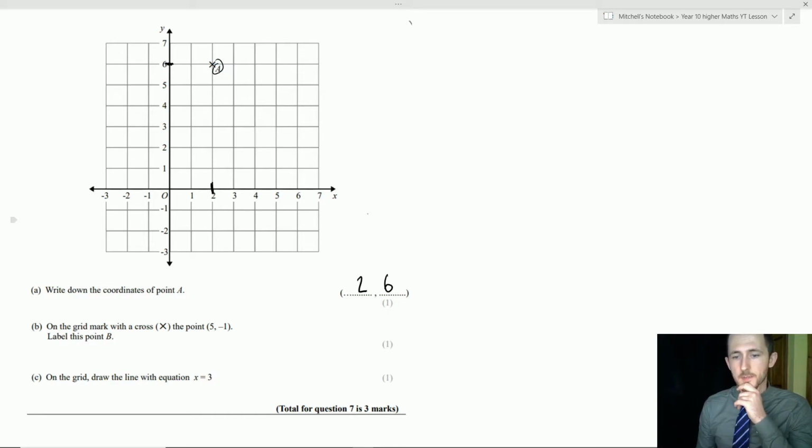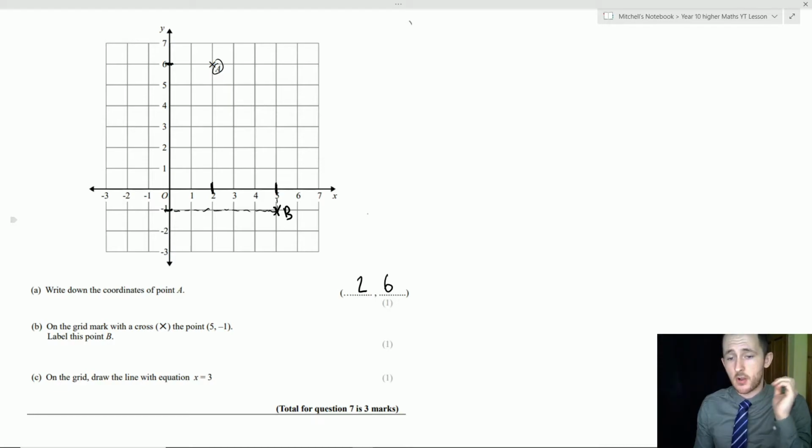Part B, on the grid mark with a cross the point 5, -1. So again, let's look where 5 is on the x-axis, it's here. -1, if I find it, is here. Now draw dotted lines going across and down from this 5. Where they meet is going to be where your coordinate is, and that's going to be point B. Okay? So, those would be the coordinates of point B.